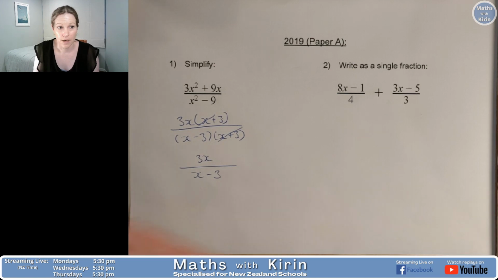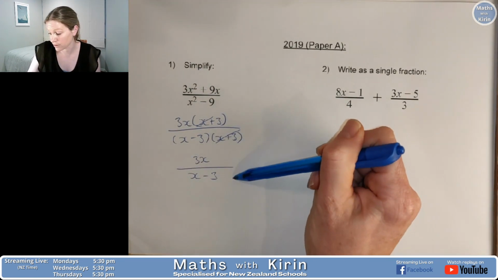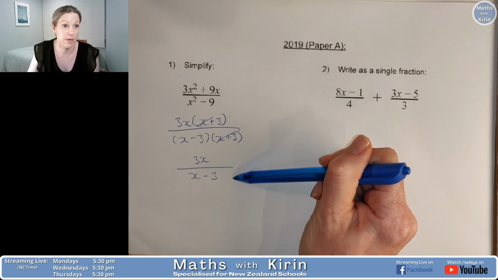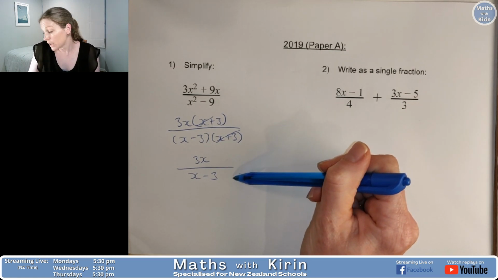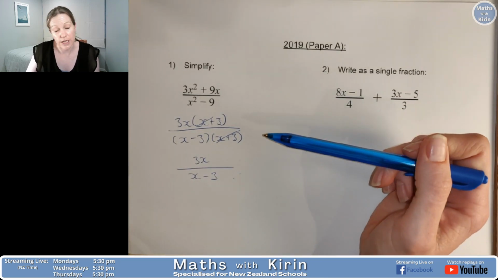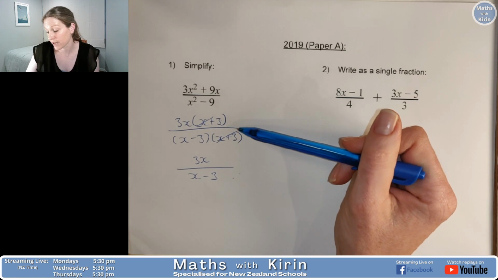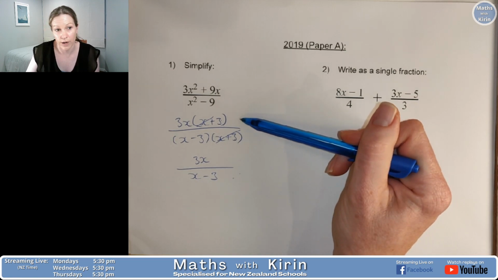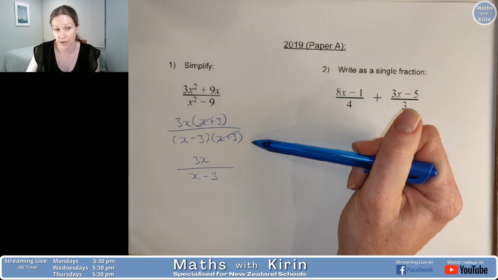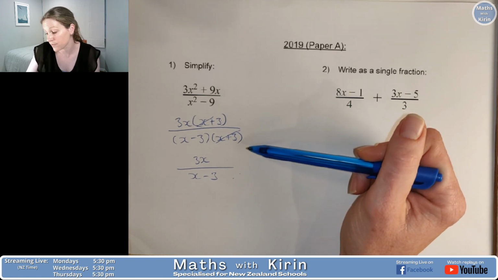We're done. So for this question, if you get all the way through and you get 3x over x minus 3, that's merit level skill. If you didn't quite get that far, to get achieved or to show an achieved level skill, you can correctly factorize either the numerator or the denominator. So you don't have to correctly factorize both. One or the other will be sufficient for achieved.